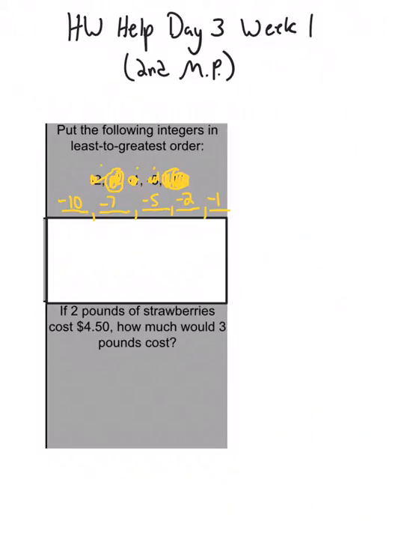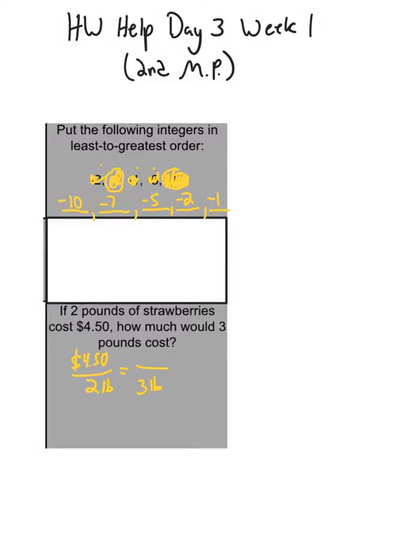Next problem says, if 2 pounds of strawberries cost $4.50, how much would 3 pounds cost? Now, I'm going to set this up as rates. Remember, money first, so I'm going to put the money on top. So it's $4.50 for 2 pounds of strawberries. And I need to figure, LB is for pounds, I need to figure out what 3 pounds cost.